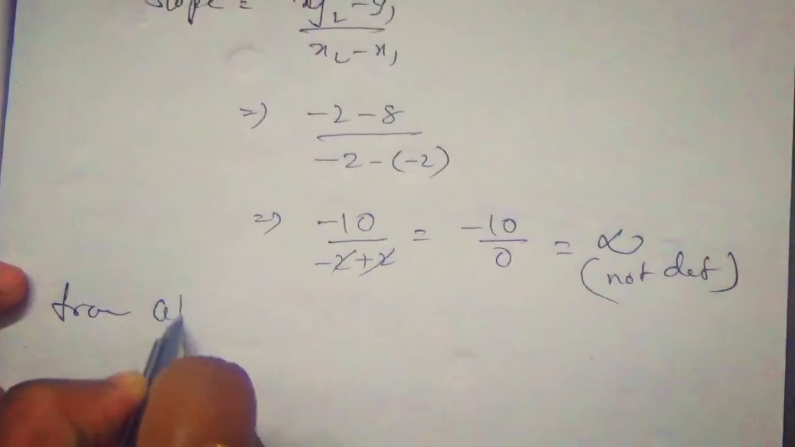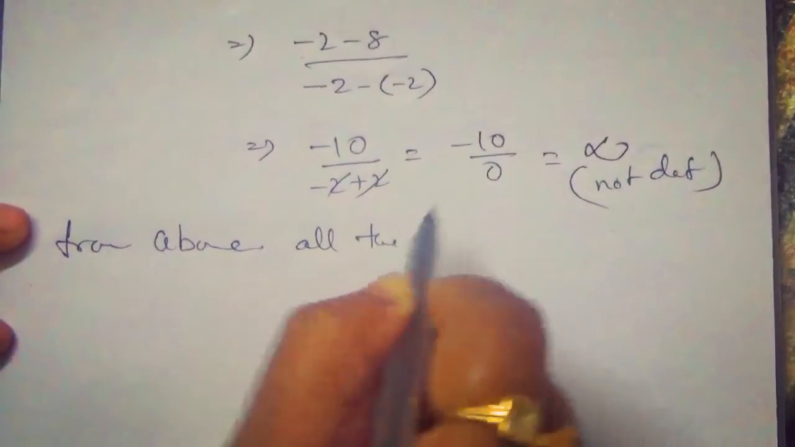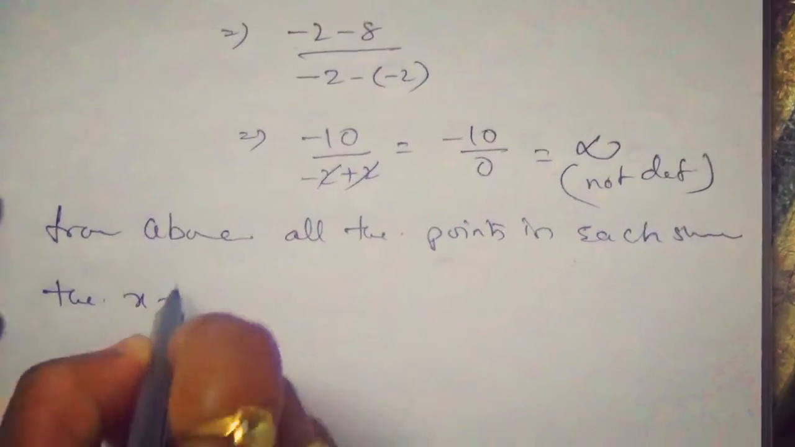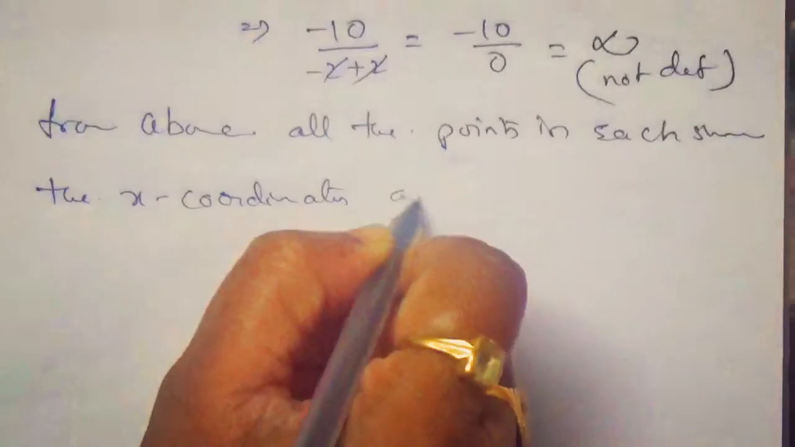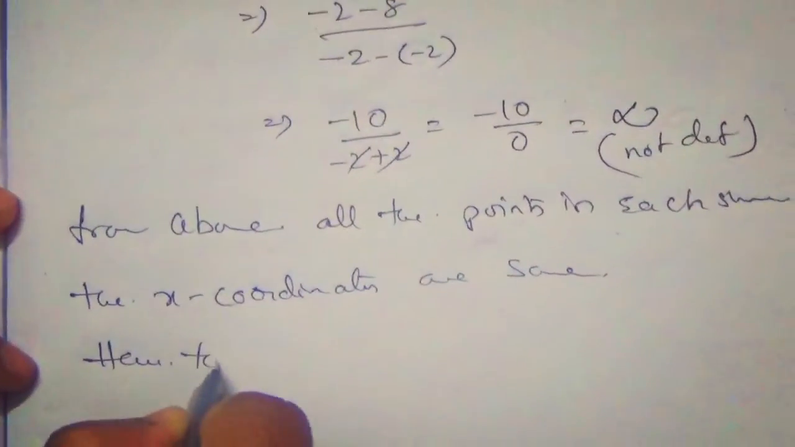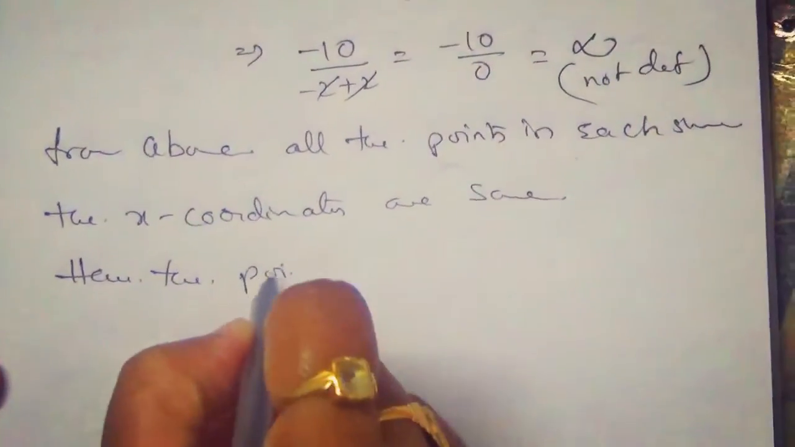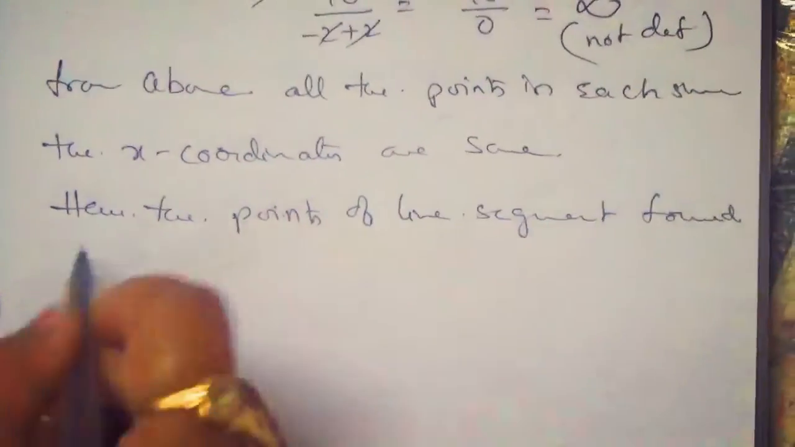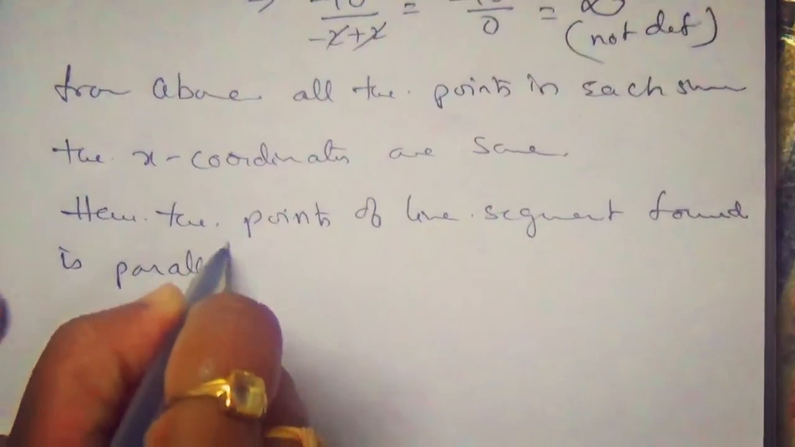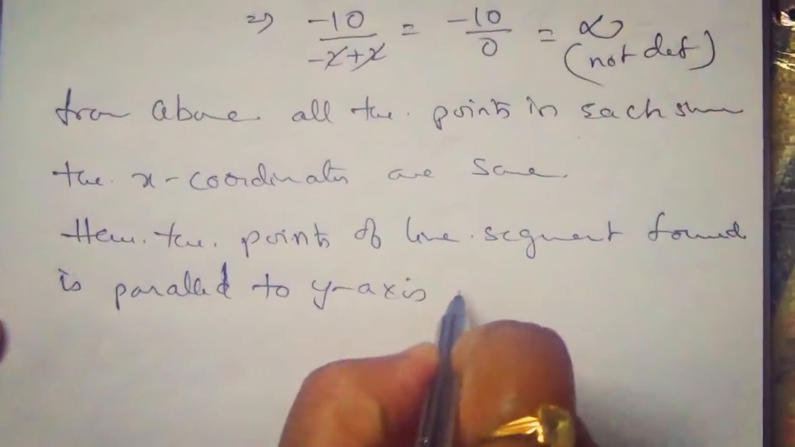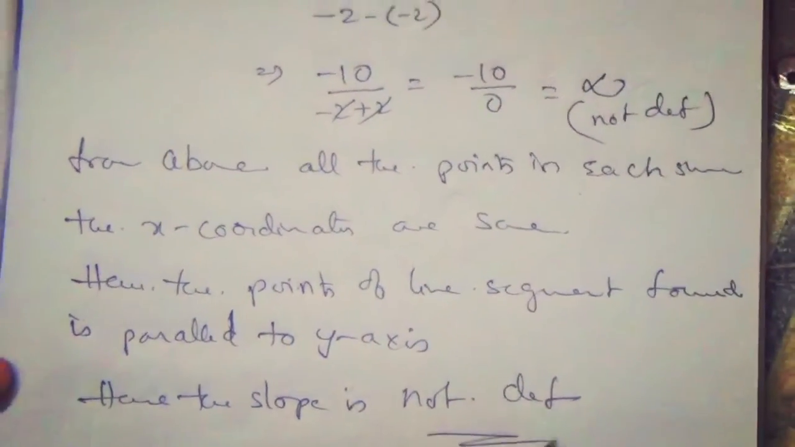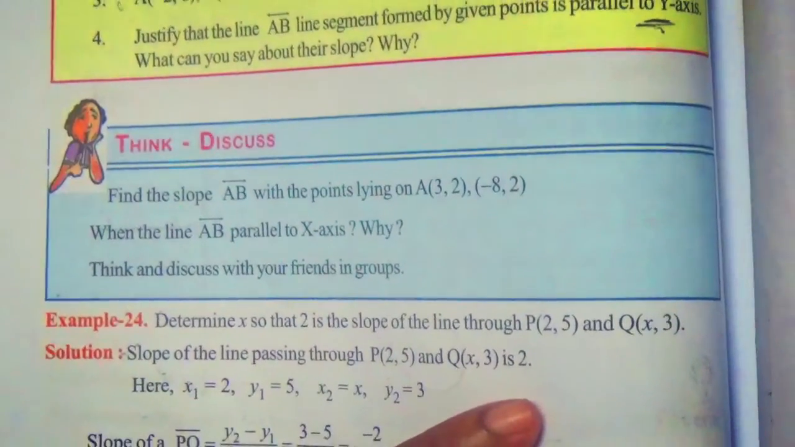So from above, in each sum, the x coordinates are same. Hence the points of the line segment formed are parallel to y axis. Here the slope is not defined. Okay, that is the solution for this. Try this. Just like this, think and discuss.